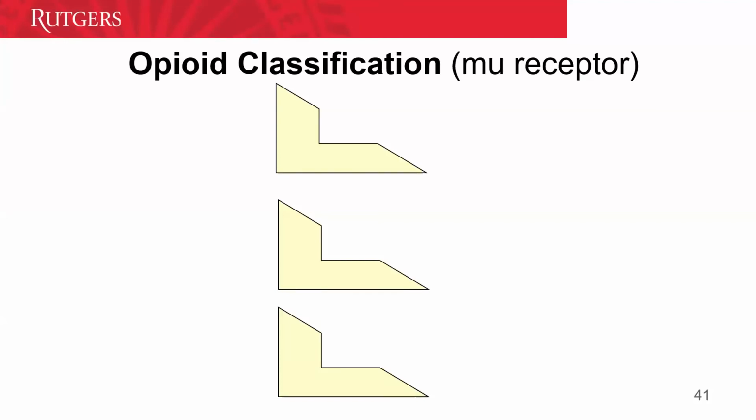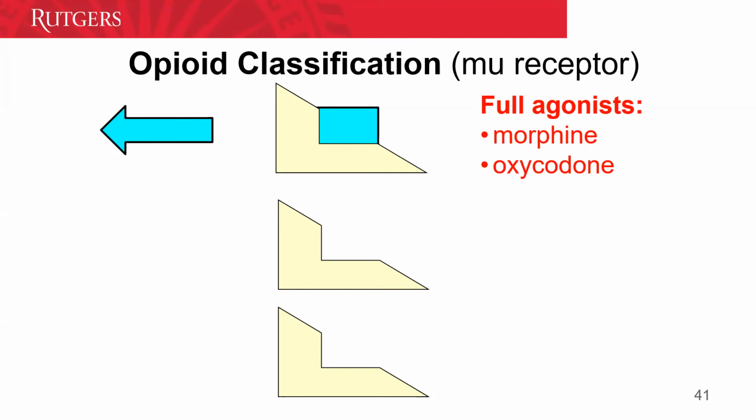So opioids act in the body and the brain by binding to our receptors, our mu receptors. There are agonists, which bind to the receptors and cause their full effect. Some examples of these are morphine and oxycodone.